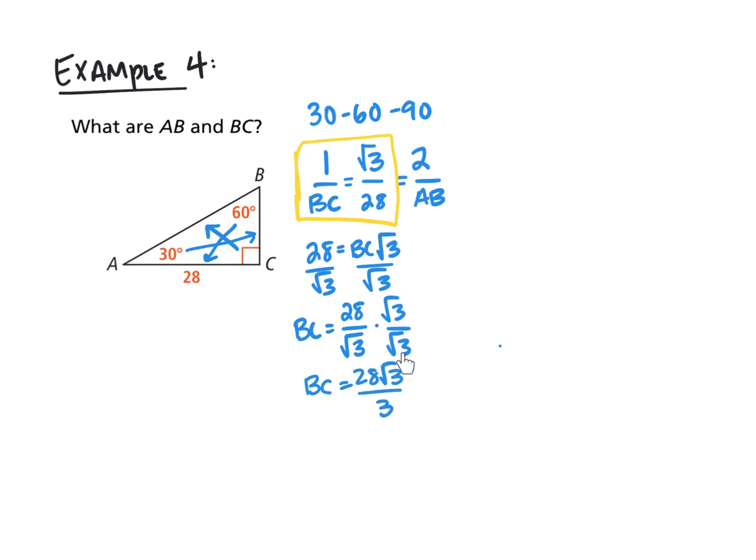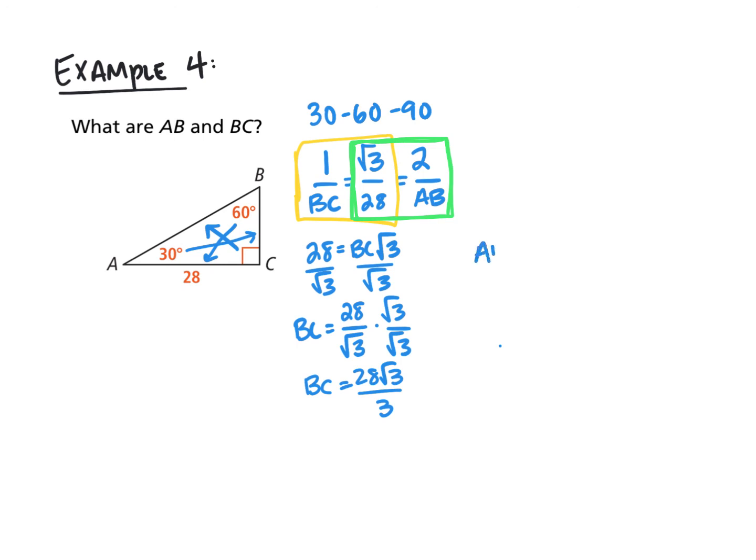This denominator is going to turn into 3 because the square root of 3 times the square root of 3 will be the square root of 9, and the square root of 9 is 3. So there's my length for BC. Now I have two options. I can realize that that's the short leg, and the hypotenuse should be just twice as long as that. Or if I don't do that, then maybe I'll set these two ratios equal and cross multiply to solve. So let's go that route.